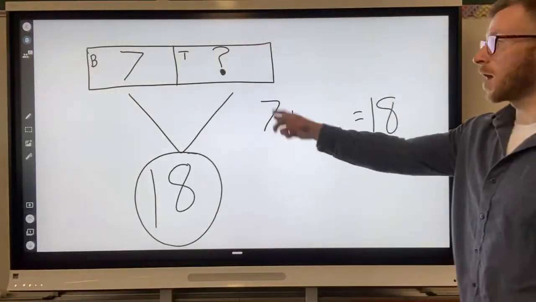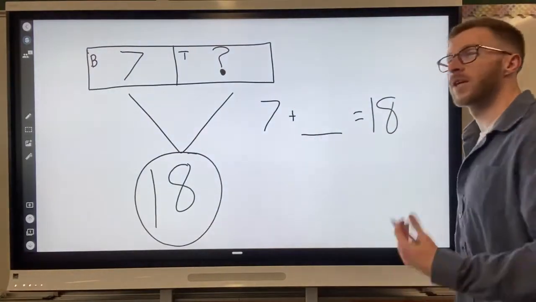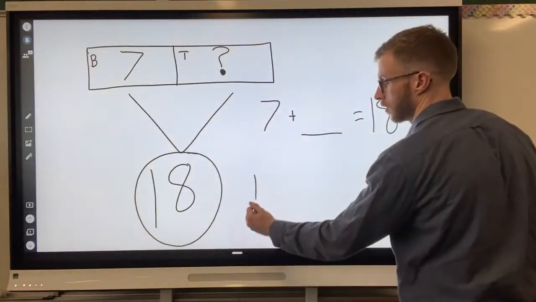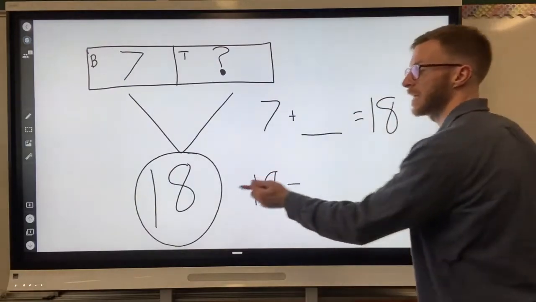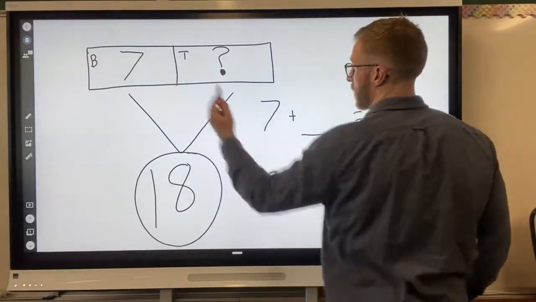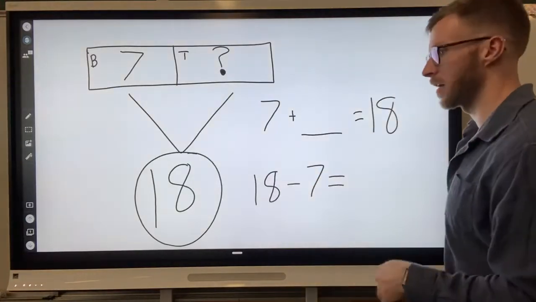So I could count up from 7 up to 18 and count how many numbers it takes. Or we can use subtraction, where we start with our whole, the biggest number. Always have to start a subtraction sentence with the biggest number. Minus the only other number we have. I don't know what this one is, so I have to use my 7. Equals, and that's what we're going to figure out.